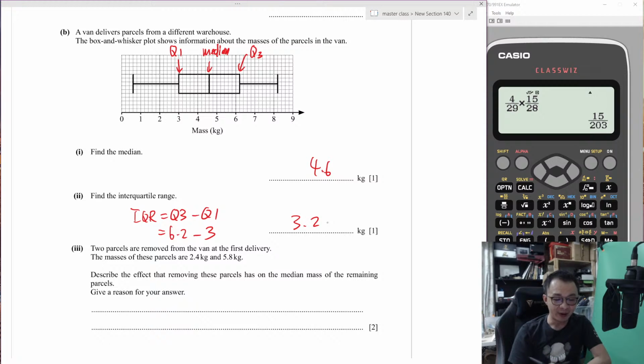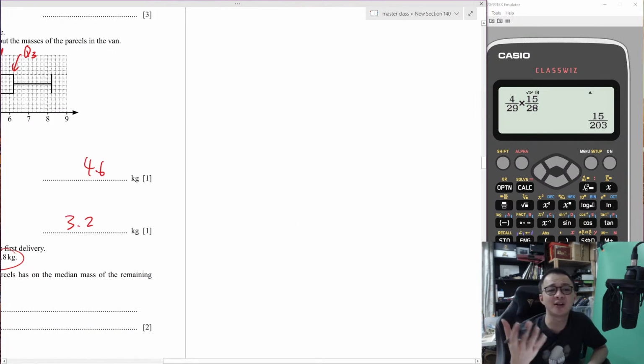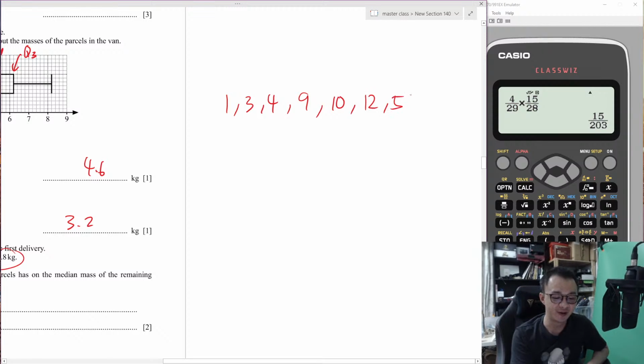Alright, so I want to see whether the parcels you remove will affect my median value or not. Okay, this is something very important to understand the concept of median here. So let's say I have 1, 3, 4, and then 9, and then maybe 10, 12, 50. For example, I have 7 numbers here. The median will be the value at the middle, isn't it?